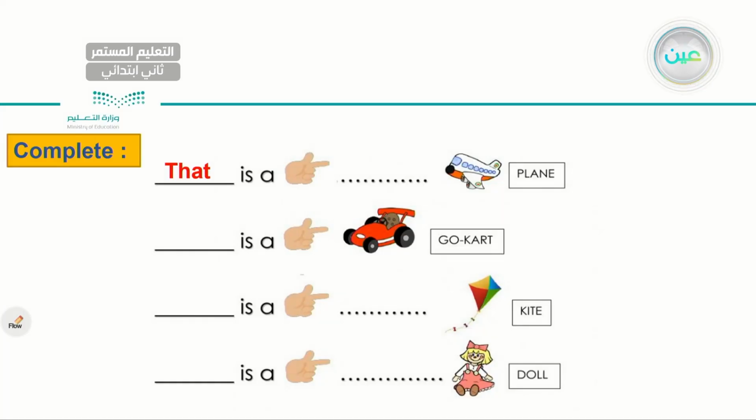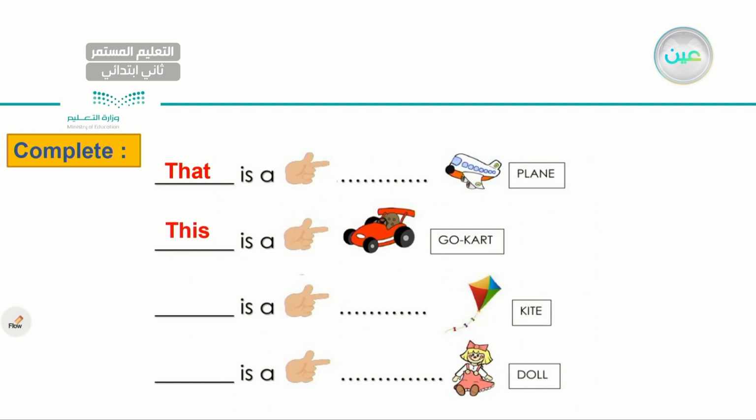That is a plane. Very good, because it's far from me. How about the go-kart? What do you think? This or that? The answer is this. This is a go-kart. Very good.